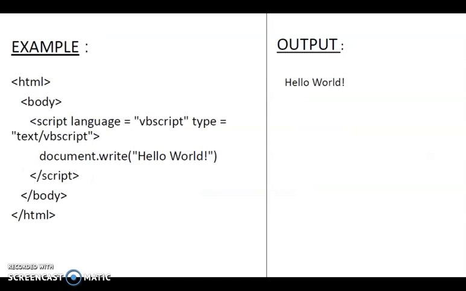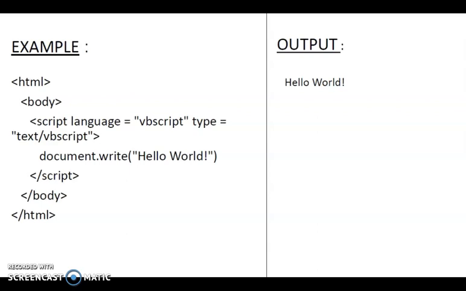Now you can see an example of VB script, how to insert the script in your code. First I open the HTML code and then the body tag is opened. In between I will mention the script language. The script tag has two attributes, the first is the language and the second is the type of script. Here my scripting language is VB script and the type is text/vbscript. Then I'll mention document.write with hello world, and then the script tag is closed.